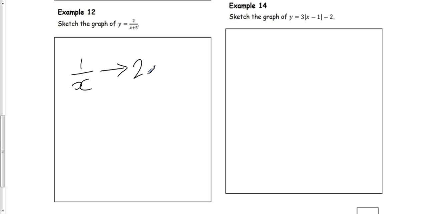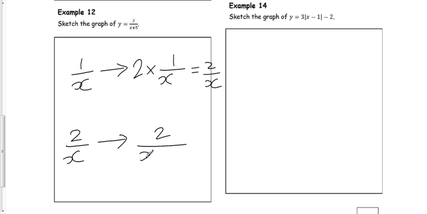First of all, we can multiply it by 2, and then we get 2 lots of 1 over x, which is the same as 2 over x. Now think about what transformation you're expecting to take place there. And then once we've got 2 over x, we can then transform to 2 over x plus 5. Again, think about which transformation you're expecting to see from this plus 5 next to the x.